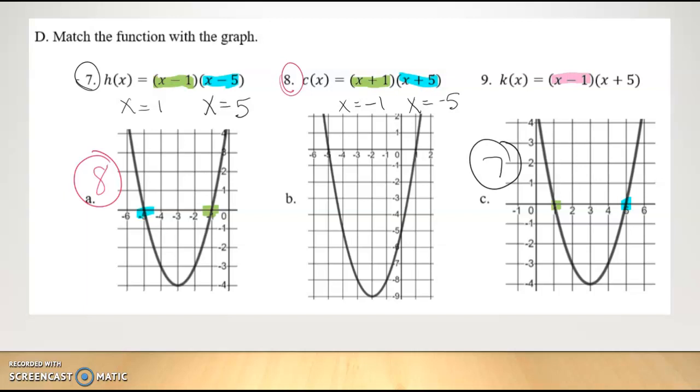So if I look here, x minus 1, the opposite of a -1, is a +1, which I see here. And the opposite of a +5 is a -5, which, oh, I see right there. So I know that graph 9, or equation 9, definitely matches up with graph B.